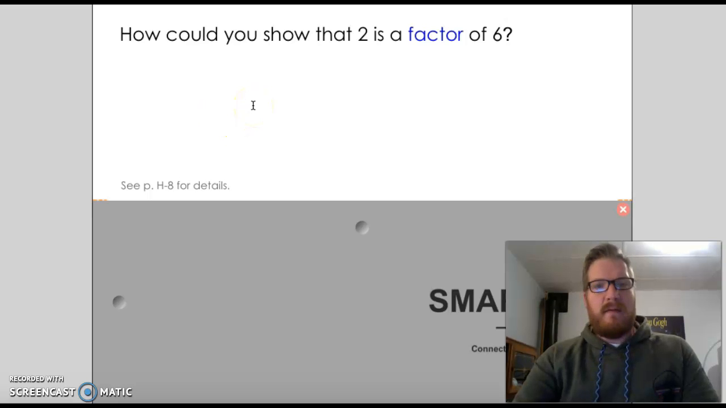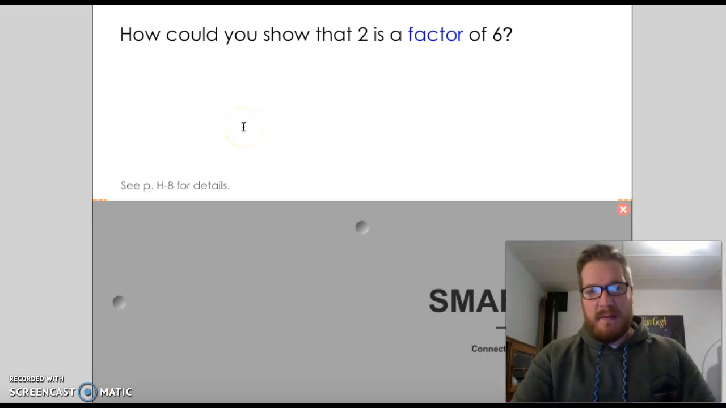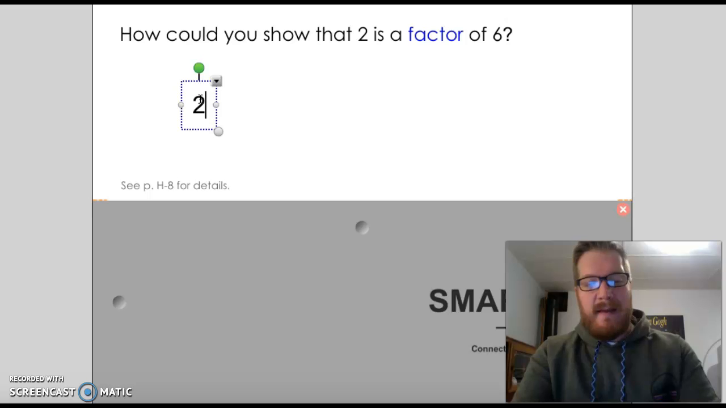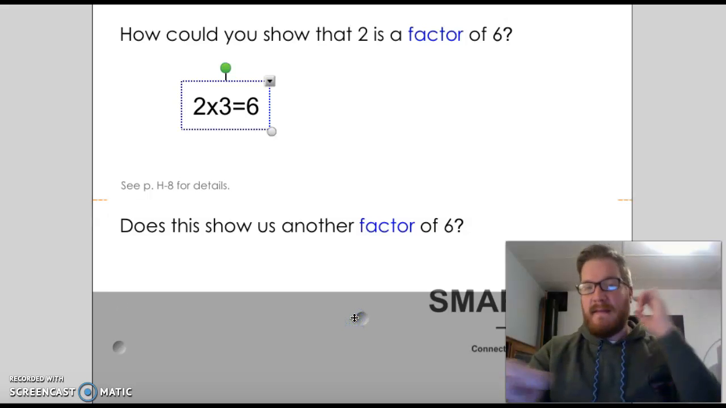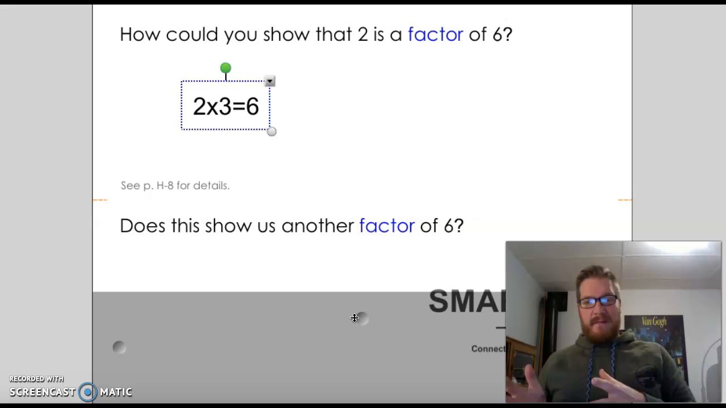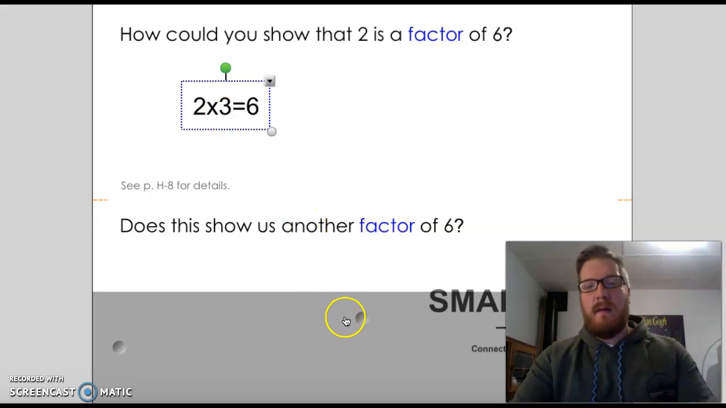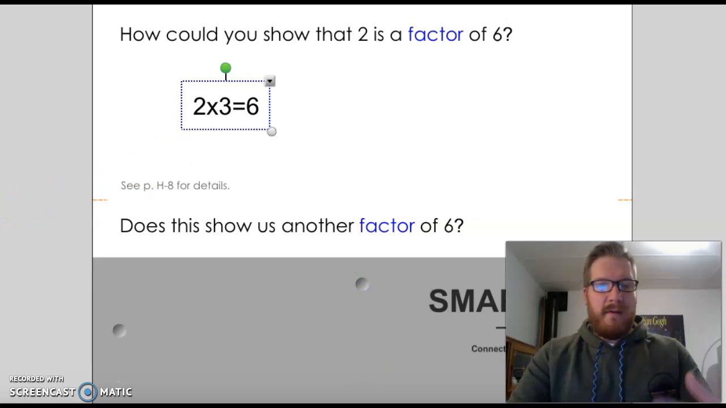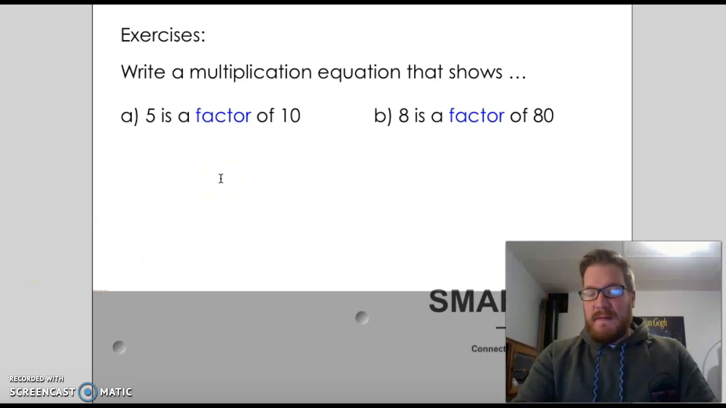So the next question that they want us to look at is, how then could you show that 2 is a factor of 6? And we can use a multiplication statement to show that 2 is a factor of 6, because what we can say is that 2 times 3 equals 6. And then there's the second follow-up question: does this show us another factor of 6? And yes, it does, because the number 3 is also a factor of 6. So once we start figuring out number pairs that multiply to a specific number, that will give us at least 2 different factors. So then a couple of exercises just to practice.